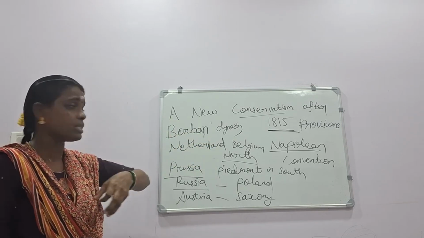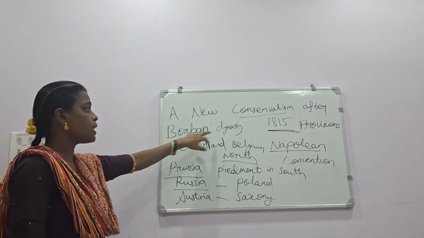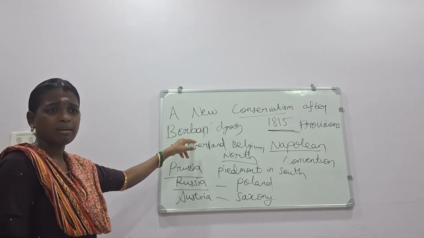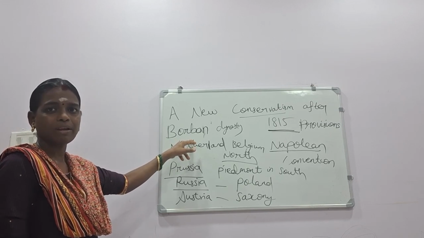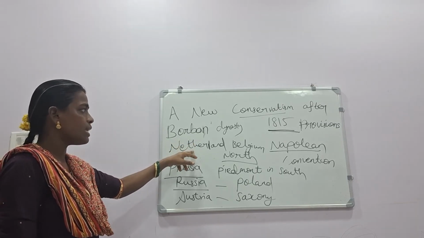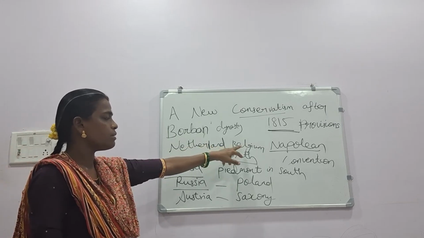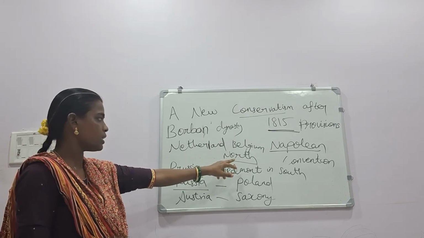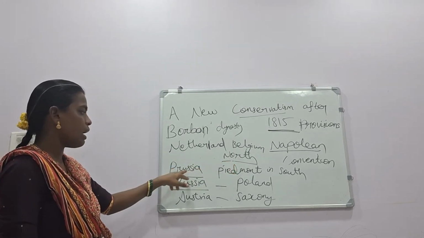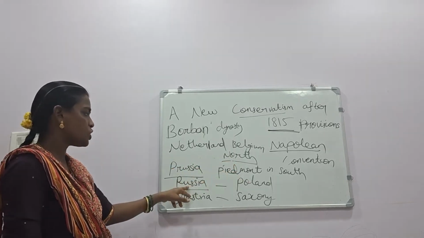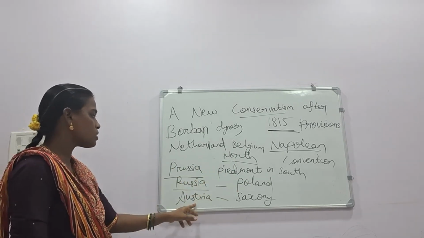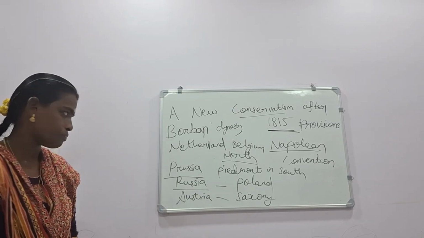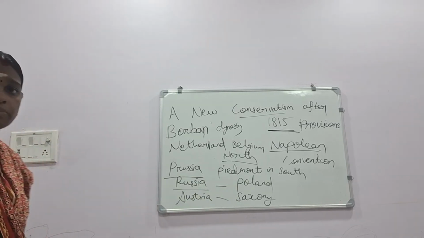I gave some examples only, like the Bourbon dynasty, and one more point which I remember, that France lost its territory. And Netherlands, including Belgium, gave concentration over the northern direction of the European continent. Prussia was added with the Piedmont in the south. Russia became a part of Poland. Austria became a part of Saxony, or was added with Saxony. Have you got me?